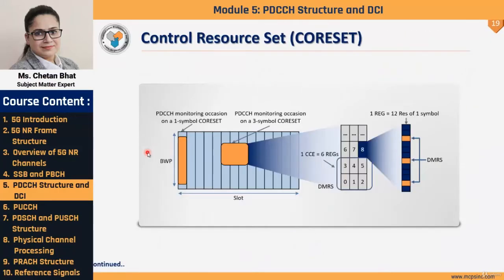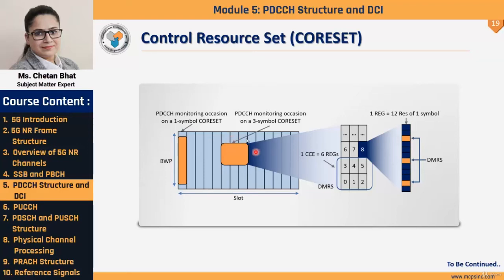So here we have a very good pictorial representation which defines the PDCCH monitoring occasion on 1 symbol as well as on 3 symbols. So we have 1 symbol in a particular bandwidth part, and this is defined by the parameter that we have discussed in the last slide. And again we can also have a 3 symbol core set, again defined by the parameter N symbol core set.